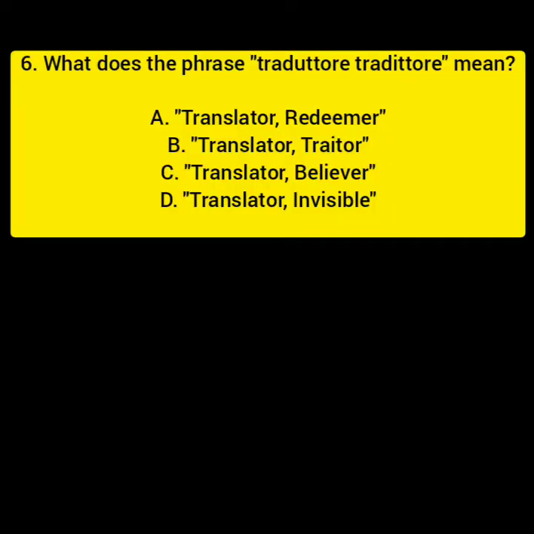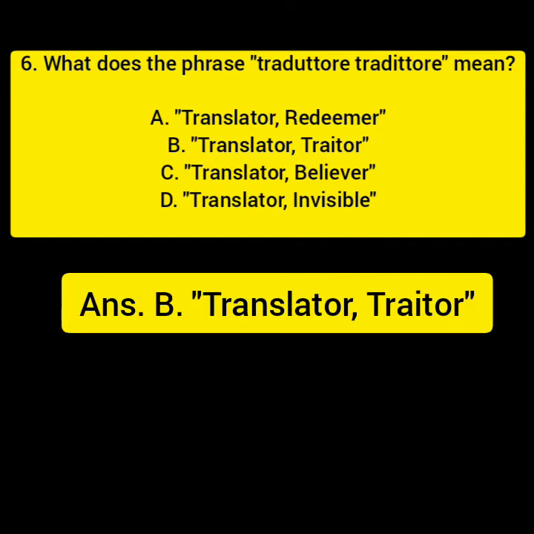So the next question is, what does the phrase traditor mean? Is it translator redeemer? Is it translator traitor? Is it translator believer? Or is it translator invisible? So this is one of the most important questions from translation studies, and the right answer is translator traitor, option number B.